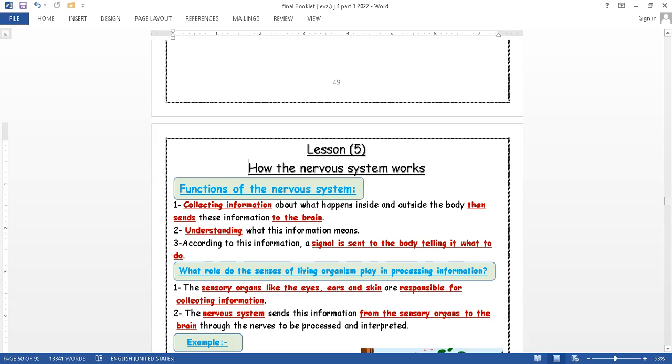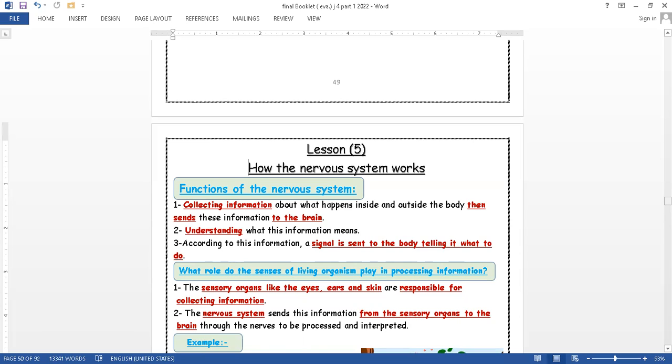Okay, so we need to collect information, after that send it to the brain, then the brain starts to understand and process this information to respond with a suitable solution or a suitable reaction.